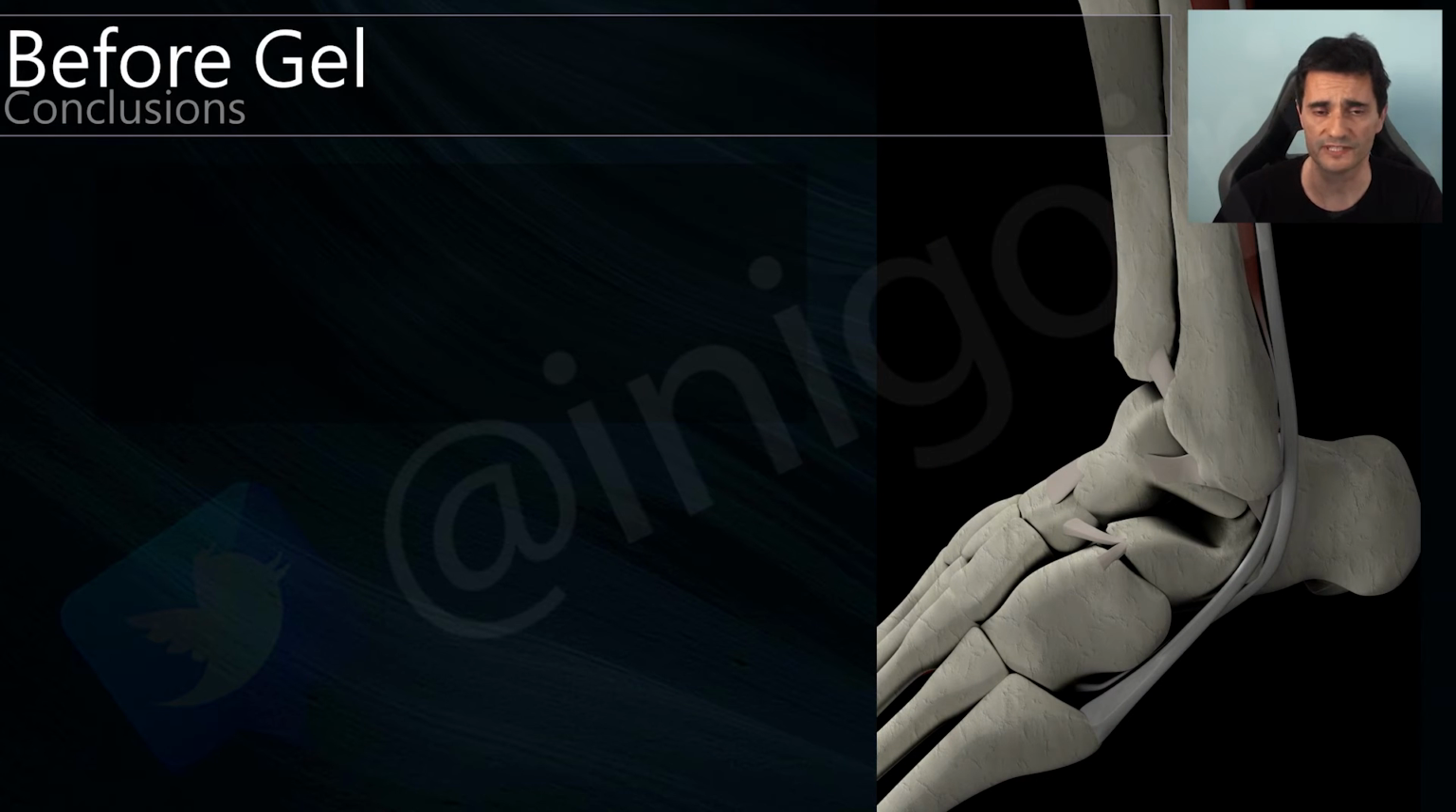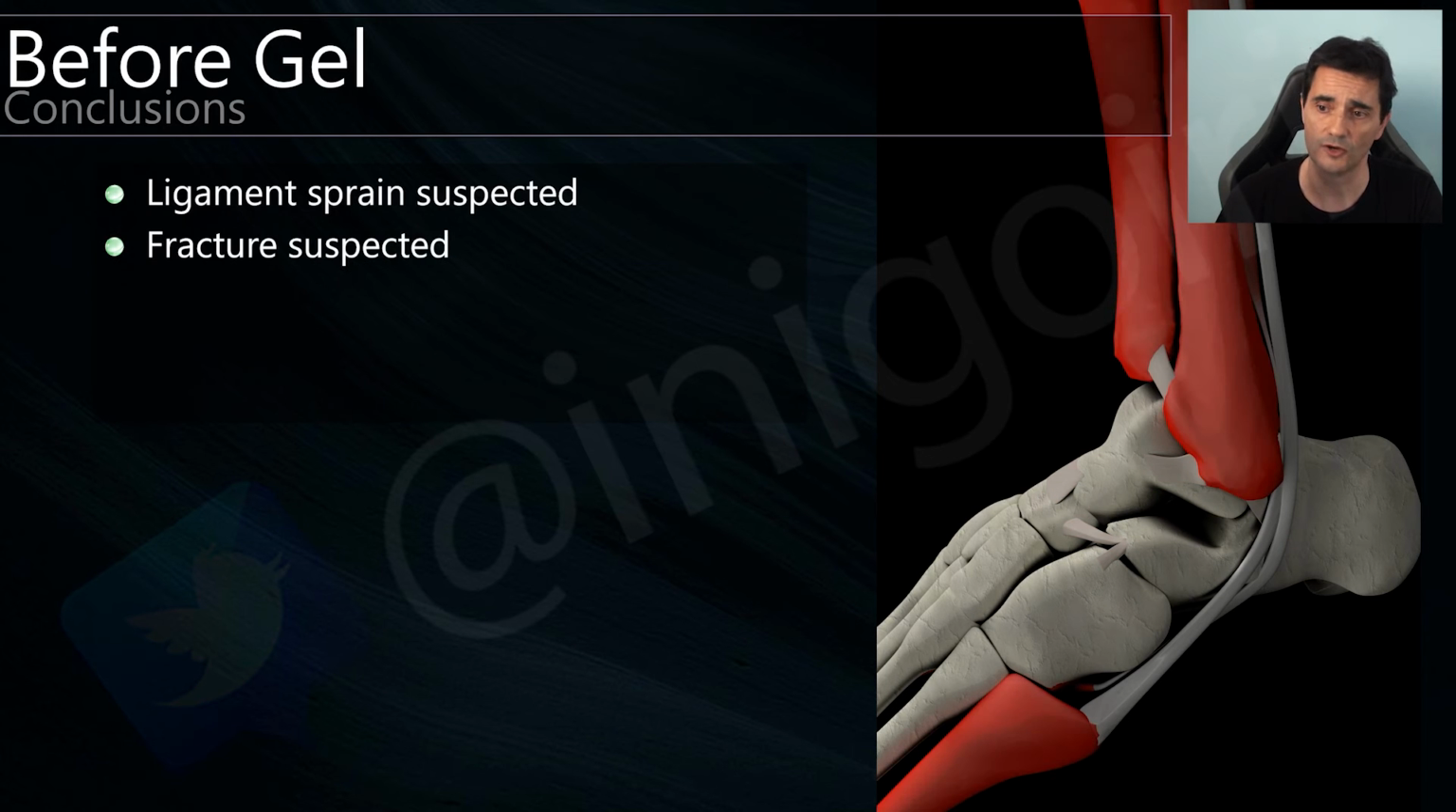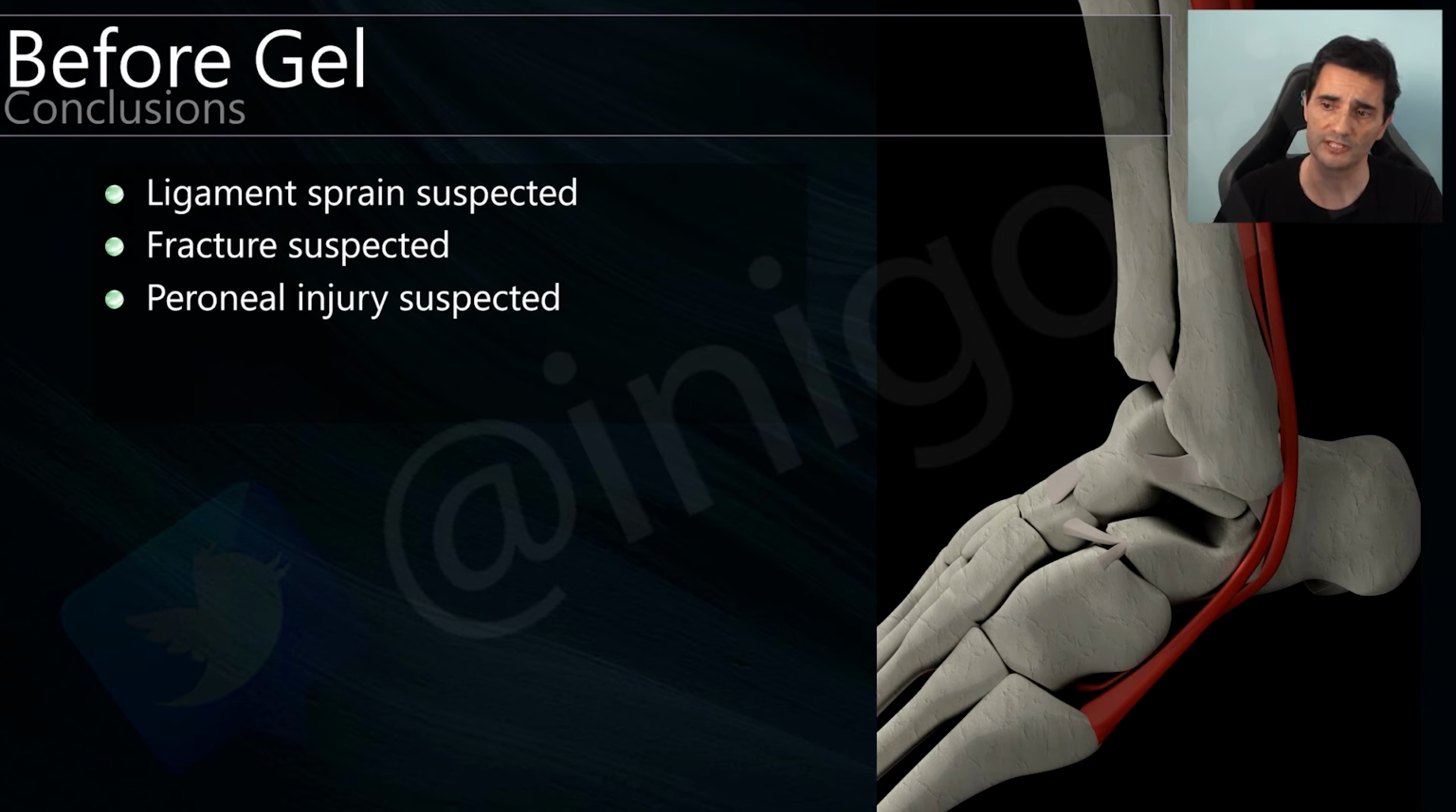Conclusion: once we have performed this evaluation, we can suspect some pathologies. First of all, a ligament sprain located in the affected ligament. This is the first thing I can suspect. But other times, after this exploration, I can suspect a fracture or a bony affection: trabecular fractures, bony edemas. It depends on the patient. Peroneal tendon injuries may also be suspected with this evaluation.